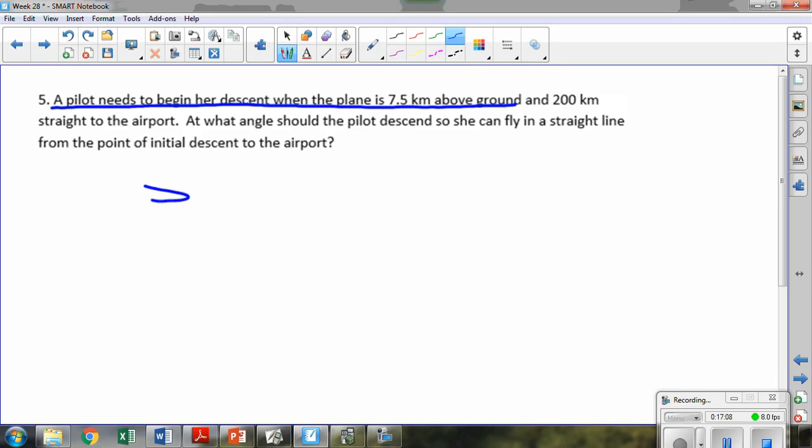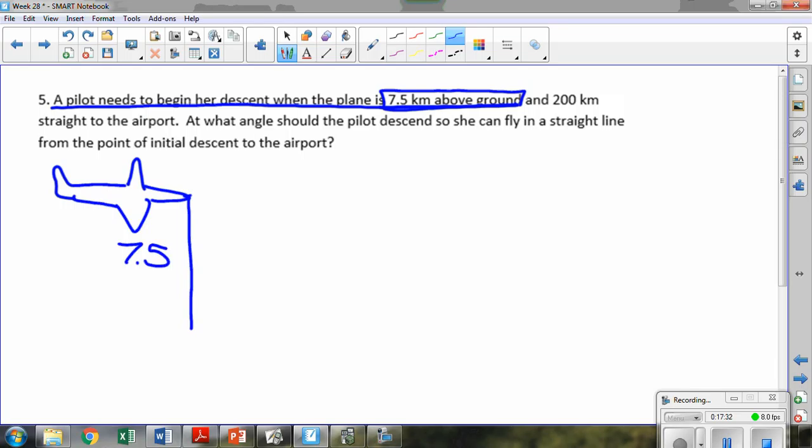Okay, you guys get to make fun of my horrible drawing. Ooh, airplane! Yeah, I know, it's bad. But we've got airplane. What does this piece mean? What does that look like? Okay, and people are showing me straight up and down is that 7.5 kilometers. We know that's going to form a 90-degree angle then with the ground.